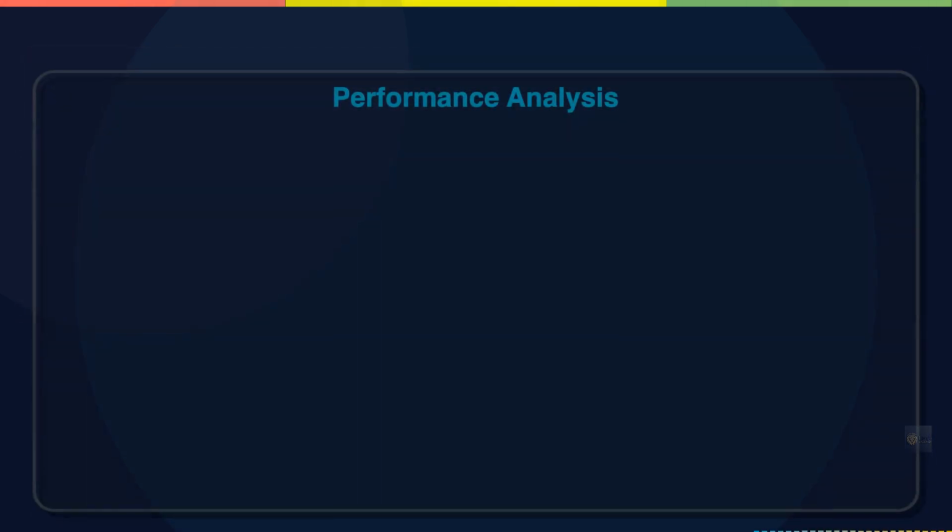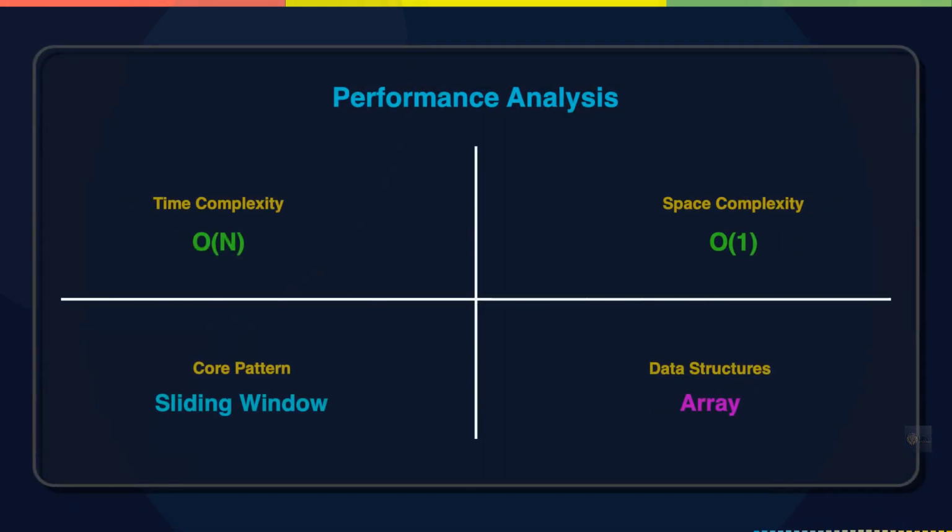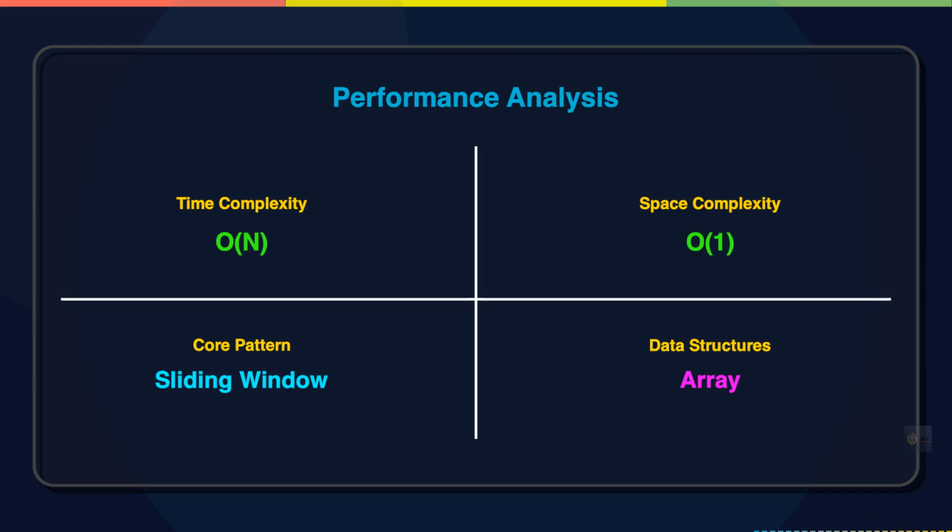Looking at the complexity, the time complexity is O of n, because each pointer moves at most n times. The space complexity? O of 1, we only use a few variables regardless of the input size. And that is the minimum size subarray sum challenge mastered.